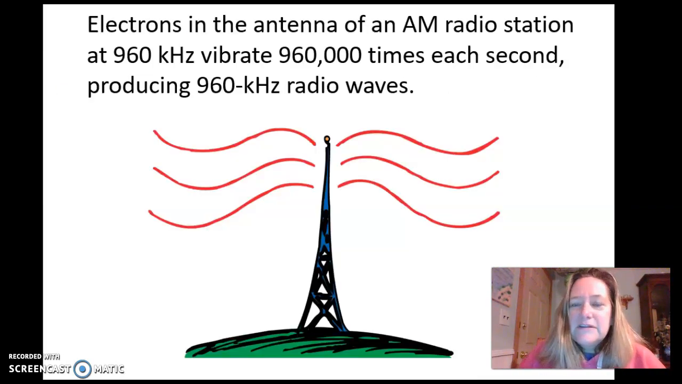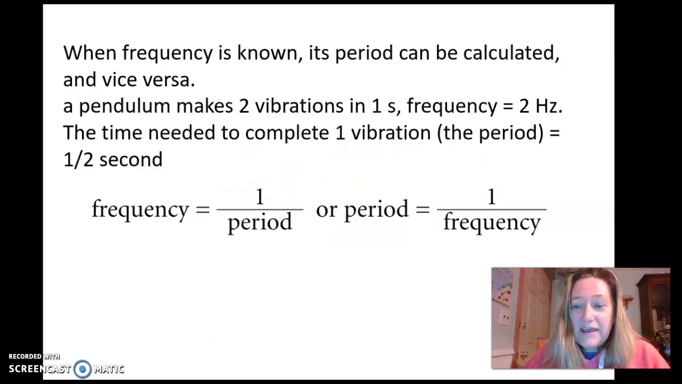Electrons, it's always about the electrons. The electrons are all super important again. A radio station at 960 kilohertz vibrates at 960,000 times each second, producing 960 kilohertz radio waves. And again, that's at AM.